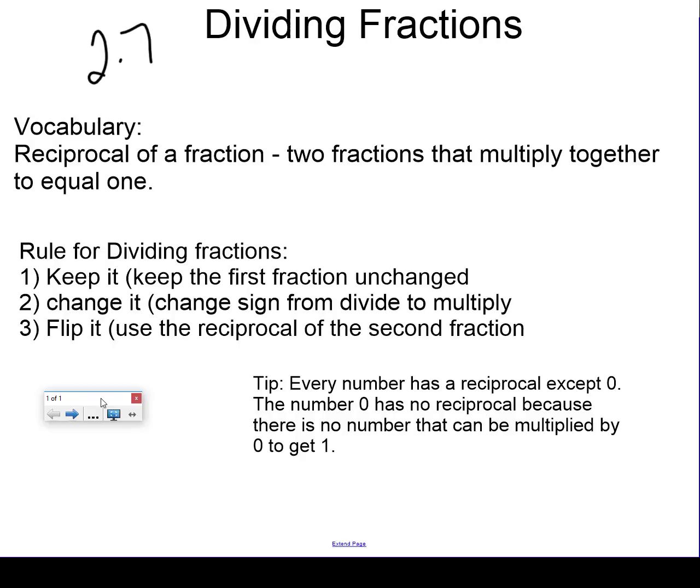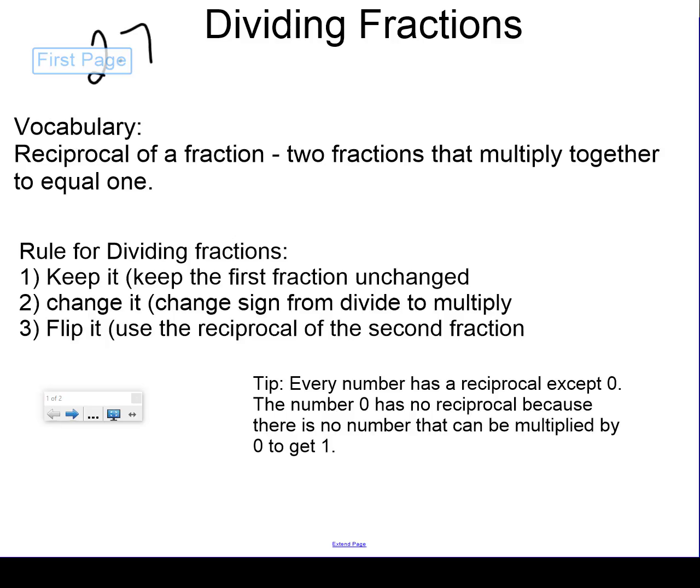It means keep the first fraction unchanged, keep it the same. The change it means to change the sign from divide to a multiplication sign for the problem. And flip it, you will flip it over and use the reciprocal of that second fraction. So every number has a reciprocal except for 0, and basically that's because 0 can't be multiplied times anything to equal 1. So let's look at an example of how to apply this keep it, change it, flip it rule.